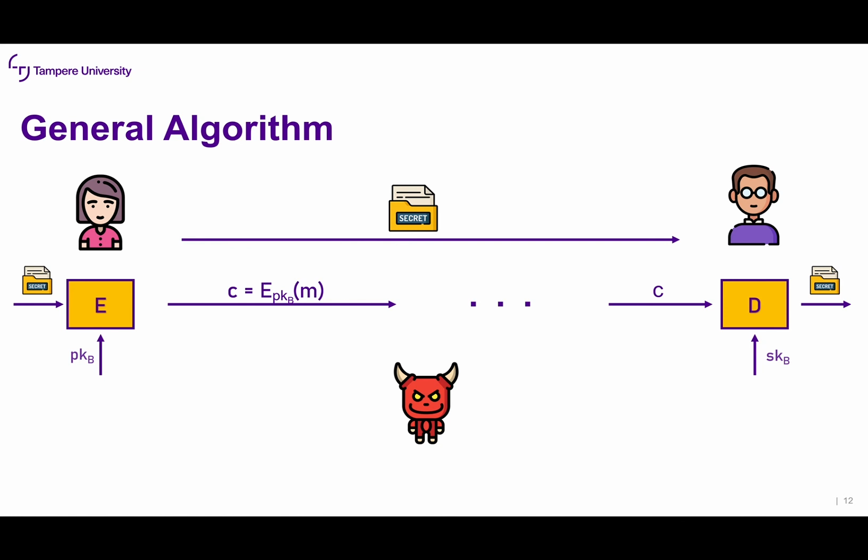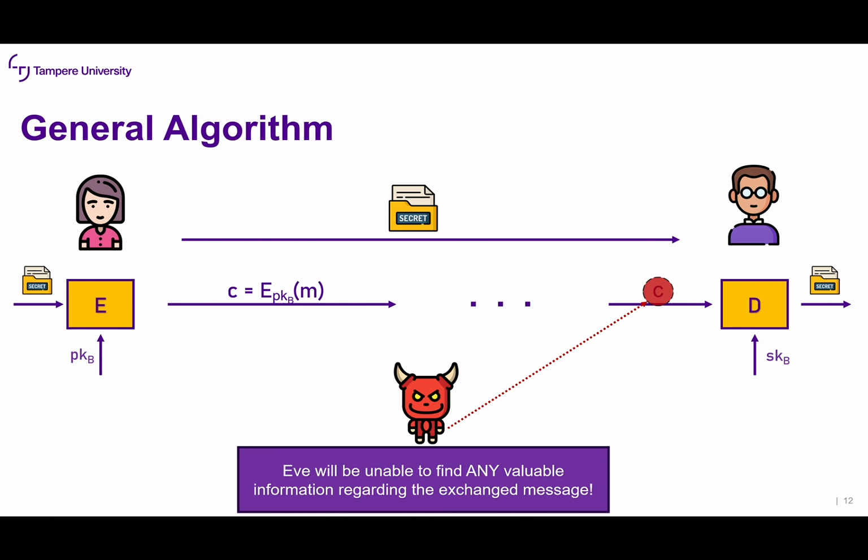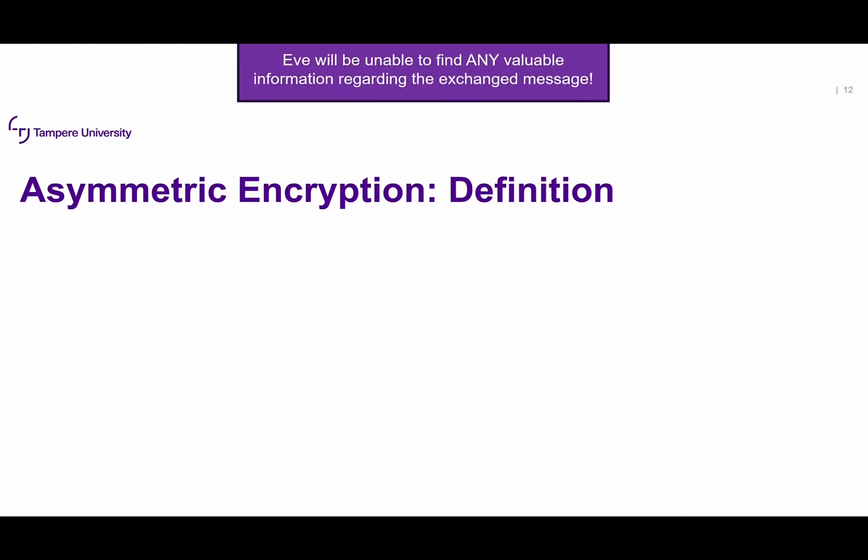Now Eve, who is in the middle and overhearing the communication channel, can get access to the ciphertext. However, she will be unable to find any valuable information regarding the exchanged message, because she does not have access to Bob's secret key. One of the fundamental requirements, or hypotheses, of asymmetric encryption is that Bob's secret key will never leave his perimeter. We must always assume that our secret keys will remain secret. They will never be compromised. And thus we achieve again our goal, which is to frustrate Eve. Good.